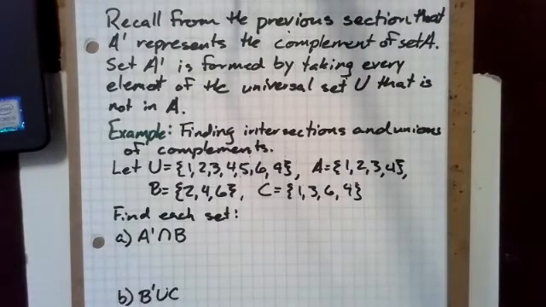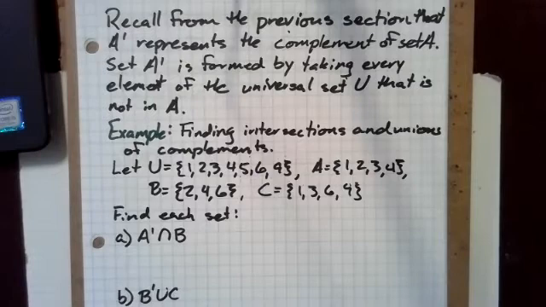Recall from the previous section that A prime represents the complement of set A. Set A prime is formed by taking every element of the universal set U that is not in A. As an example, we'll find intersections and unions of some complements. So we're going to let U be the set that contains 1, 2, 3, 4, 5, 6, and 9, while A is the set that contains 1, 2, 3, and 4. B is the set that contains 2, 4, and 6, and C is the set that contains 1, 3, 6, and 4.